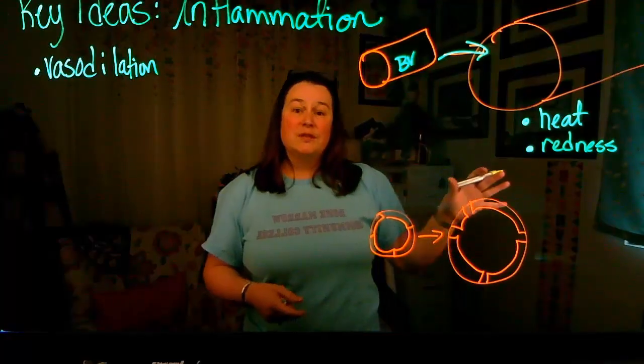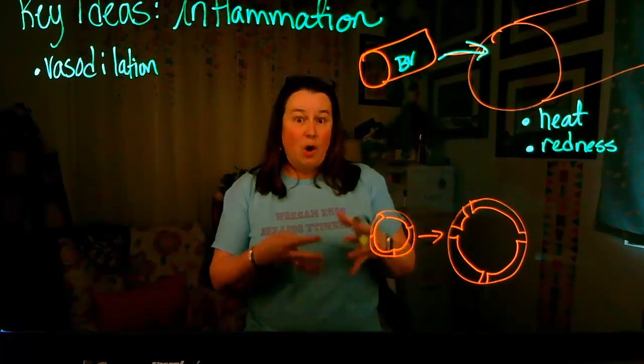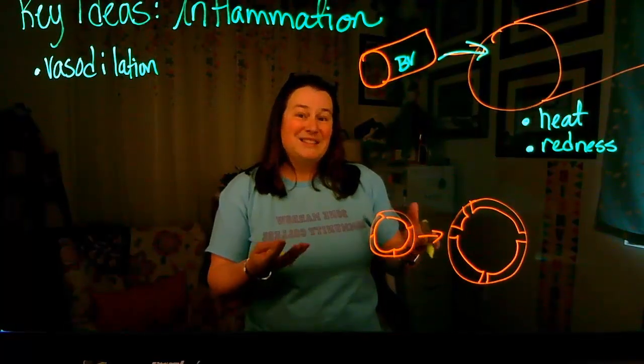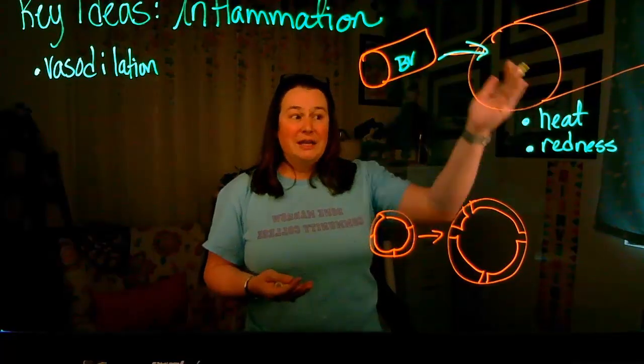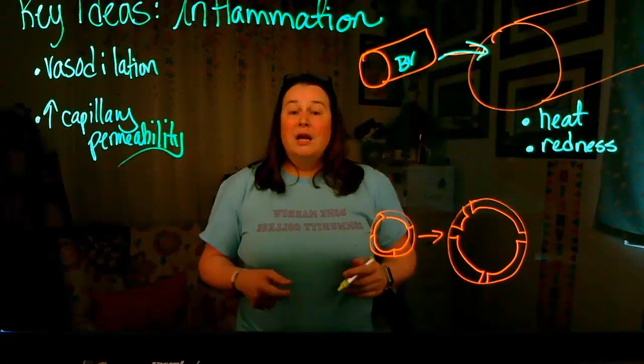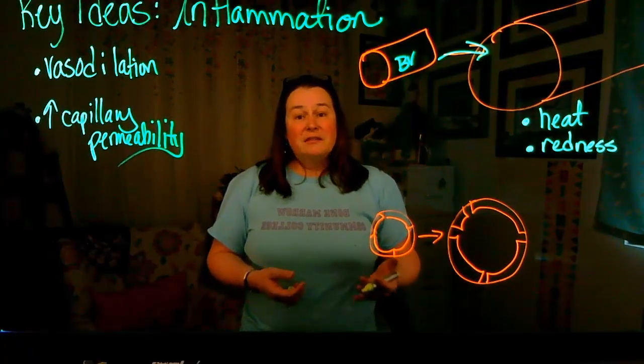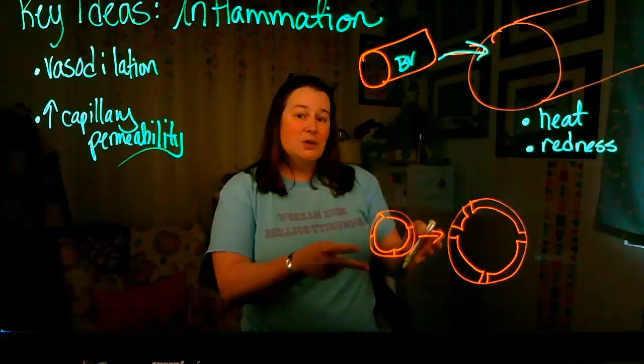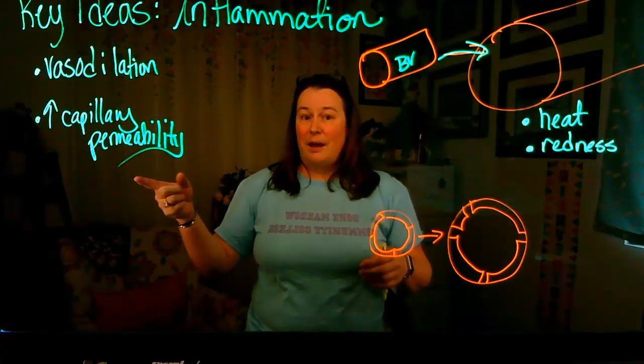Redness is going to improve in this area because when I bring more blood flow and I open up capillaries, we're going to see that kind of flush color indicating that that vasodilation piece of inflammation has begun. Now remember, another effect of histamine when bound to the receptors is to cause an increase in capillary permeability.